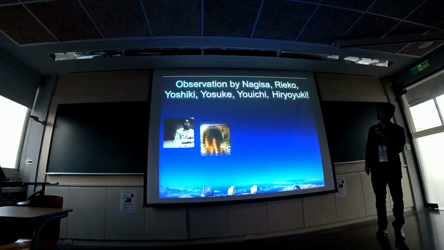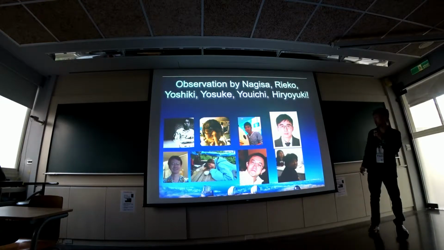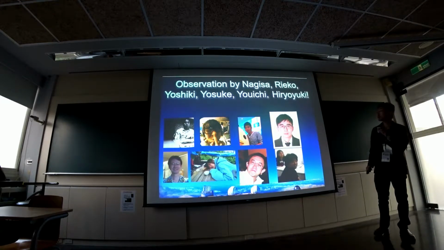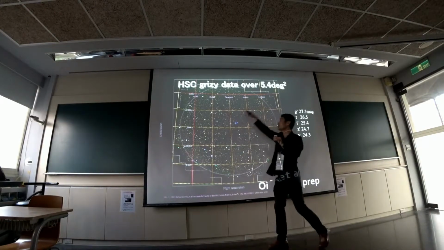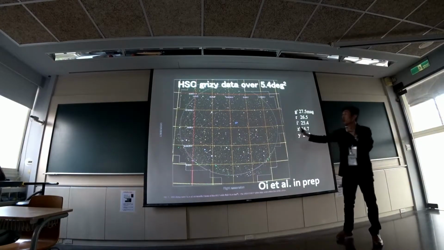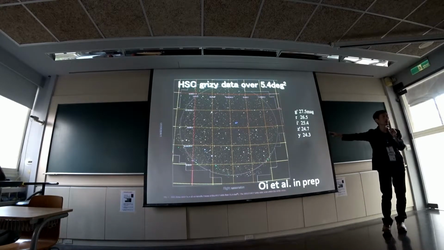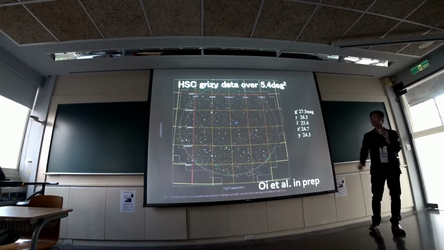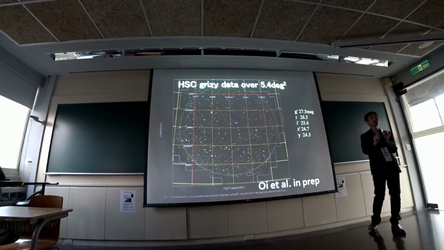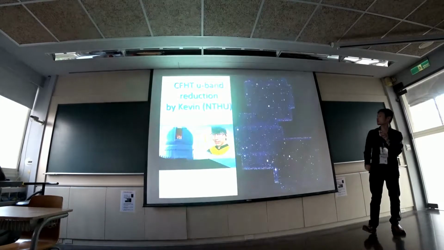And a lot of young people worked hard to obtain and reduce data, including some at NTHU. And so now this is the HSC data, new optical data covering the whole 5.4 square degrees. And as you can see, this is the power of an 8-meter telescope. The g-band depth is 27.5, so that's nice, right? So we can detect faint, very extincted optical sources.